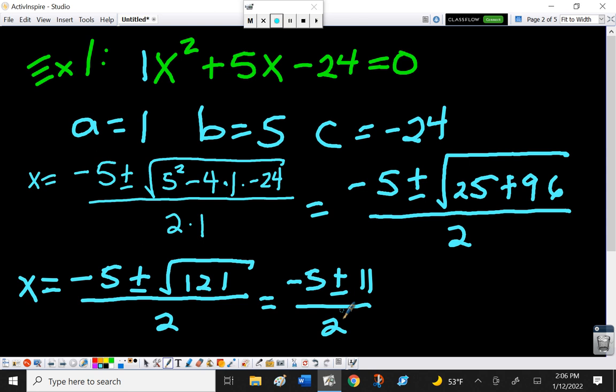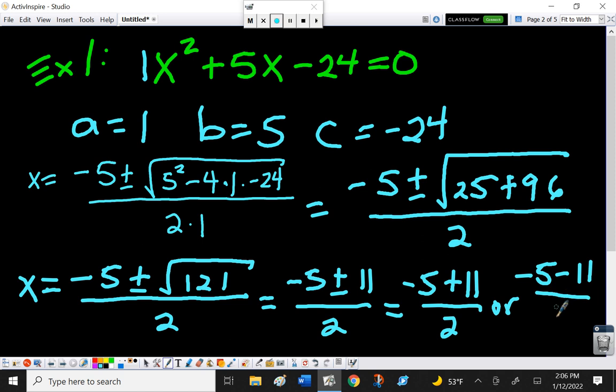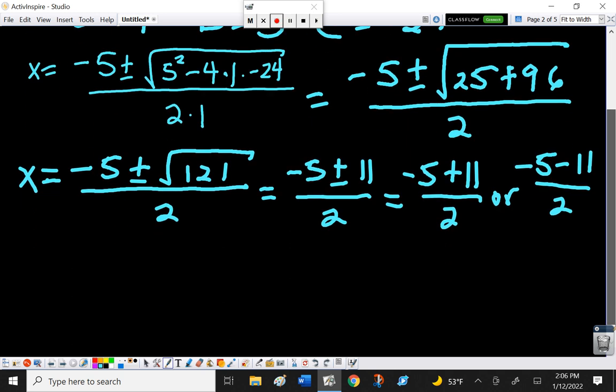Now this is where you could leave your answer like this, or you can change it into -5 plus 11 over 2, or -5 minus 11 over 2. Okay? Now, of course, I'm going to want to simplify this a little bit more, so I'm going to go ahead and drag my screen down here.